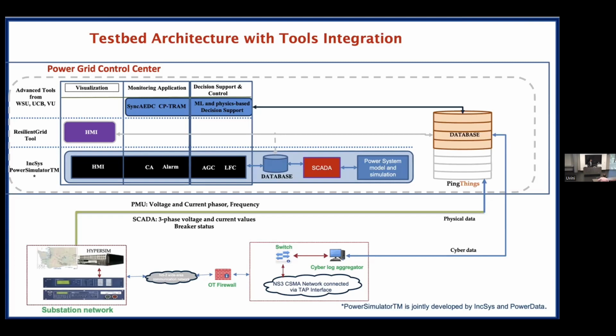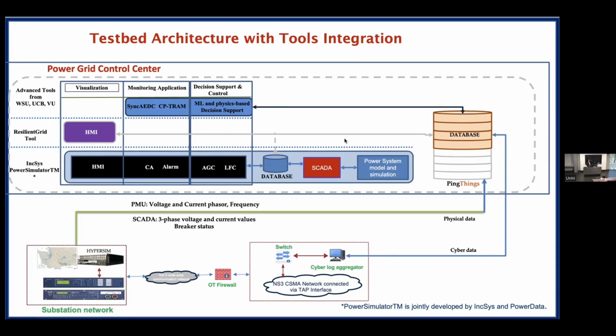So Berkeley and Vanderbilt. What's going on here is that we first need visualization. And we have two partners. One is Resilient Grid from Texas, and one is INCSys from Seattle. These are two companies with different focus. Resilient Grid is focusing on visualization during extreme events, while INCSys is more about training operators during these events. Then we'll have a monitoring application as part of this, and then we have decision support and control.